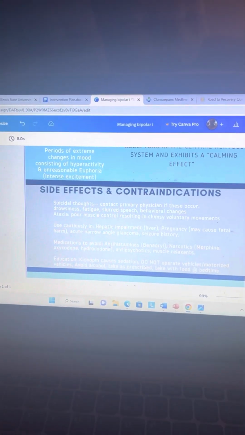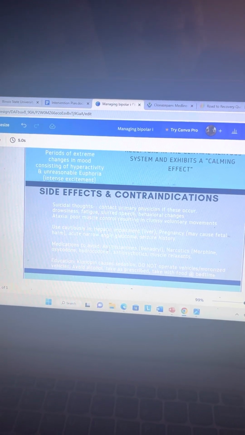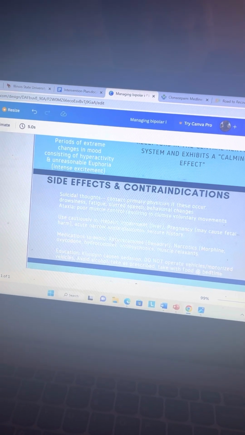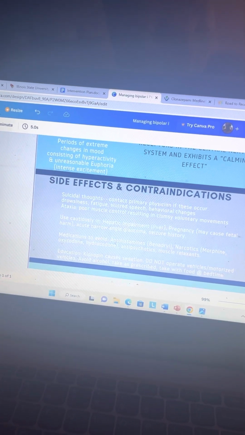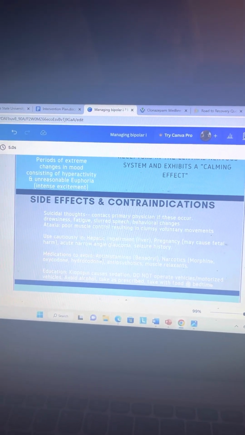If we go into side effects, it's a long list, as they normally are for medications. We see that in the commercials all the time. There's like 20 side effects that come up. For the first one, I said suicidal thoughts, because the first thing I'm thinking is safety with this medication for this patient. So I said suicidal thoughts, contact primary physician if these occur. And then I listed more sedative side effects like drowsiness, fatigue, slurred speech, behavioral changes, and then neurological effects like ataxia, which is poor muscle control, often resulting in clumsy voluntary movements.